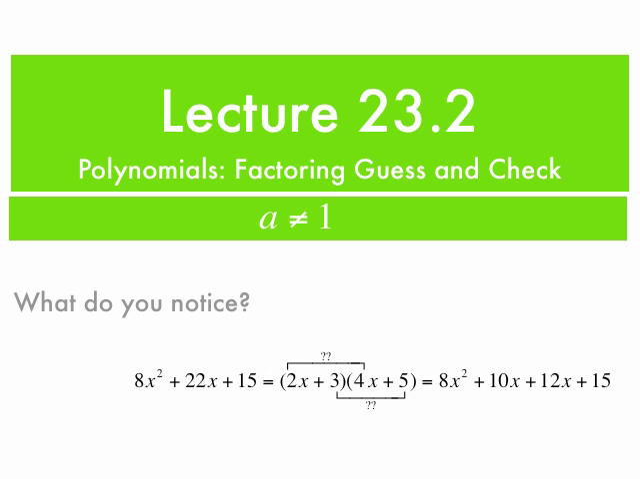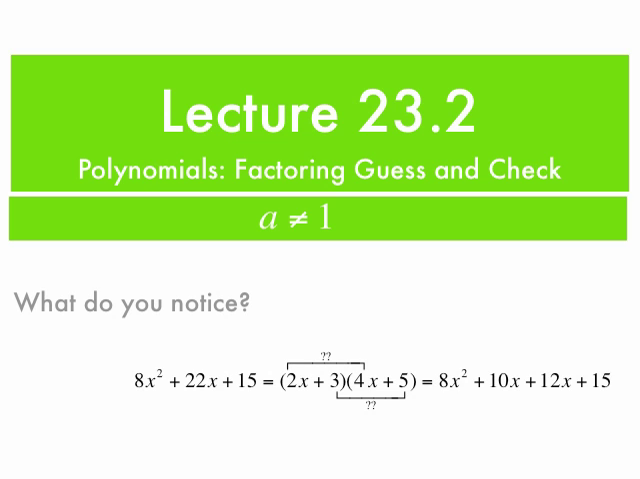To check that, let's do the FOIL. If I take 2x times 4x, I get 8x squared. If I take 3 times 5, I get the 15 on the end. And then to get the middle term, I look at the outside and the inside. 2x times 5 gives me 10x, and 3 times 4x gives me 12x, which is 22x.